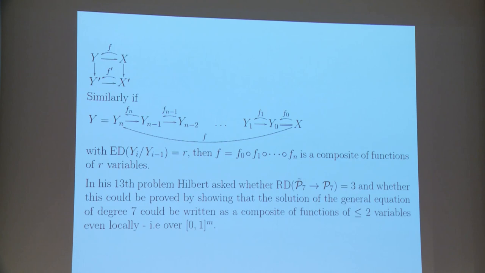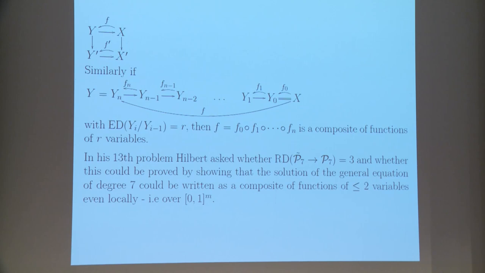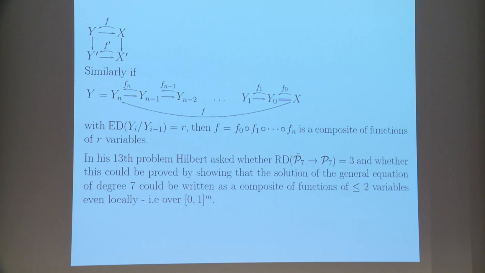Okay. And so what Hilbert actually asked about in the 13th problem is, he wrote about this question in other places. So this thing about algebraic solutions is what he was interested in. But what he wrote in the 13th problem, he asked whether this was equal to 3, and in particular, he asked whether you could just show this in a naive way, namely, whether, if you have this general equation of degree 7, and you have a solution, it could be written as a composite of functions of less than or equal to 2 variables, even locally, even at the level of continuous functions. So locally means, we're over P^7, which we can think of as a complex variety, but you just look at a little region, which is a little cube, and you ask yourself, there you have a solution, can you even write it there in that way?